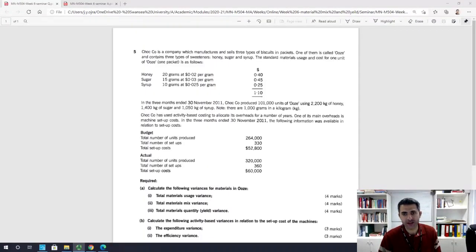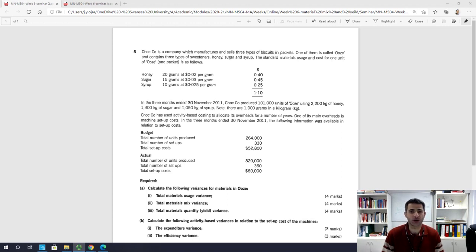Good afternoon, guys. So today we will look at the seminar for material mix variance. If you look here, you can see the question we will look at today.